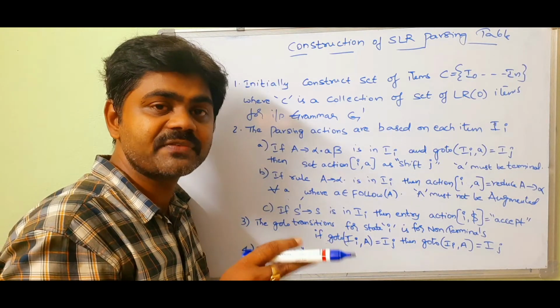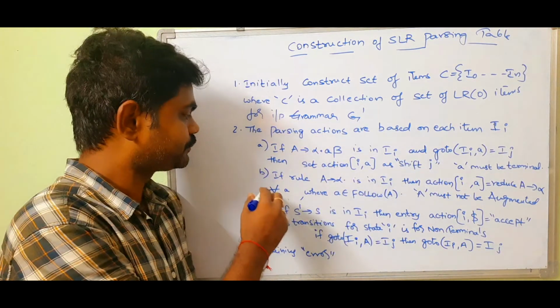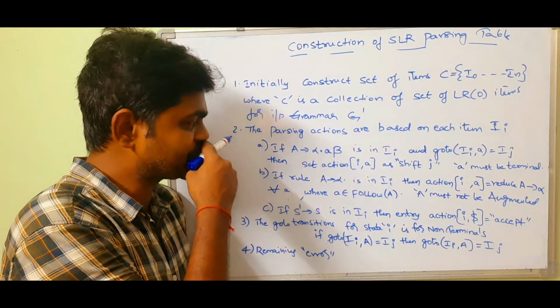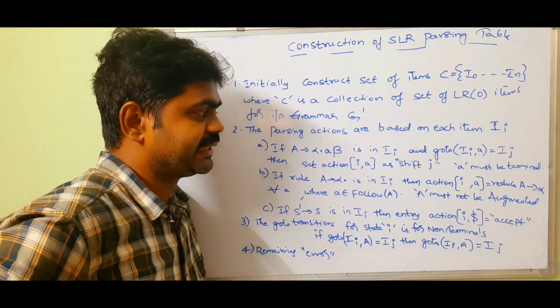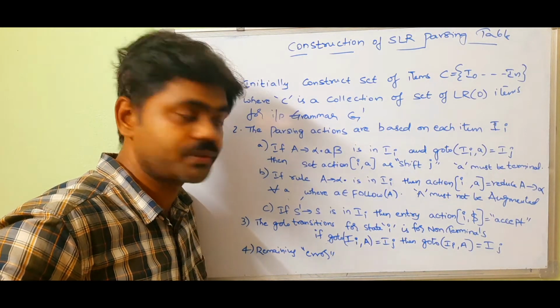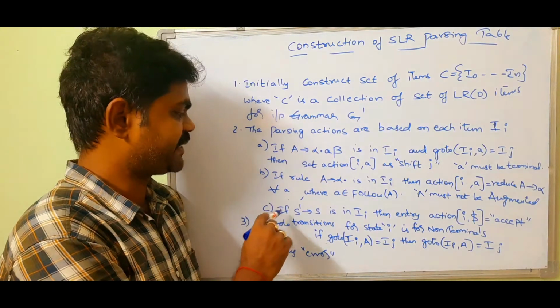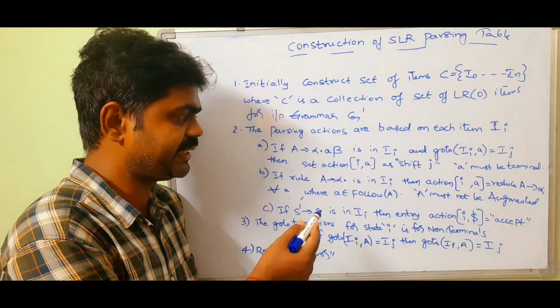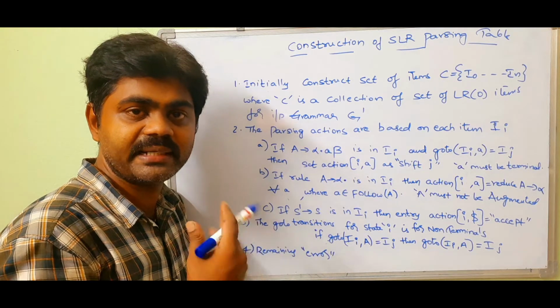and capital R stands for reduce. Remember here a must be a terminal. Next, if there is a rule A tends to alpha dot in Ii, then action of i comma a equals reduce A tends to alpha, where a belongs to follow of A. Next, if S dash tends to S dot is in Ii, then set action of i comma dollar equal to accept. So shift, reduce and finally accept.